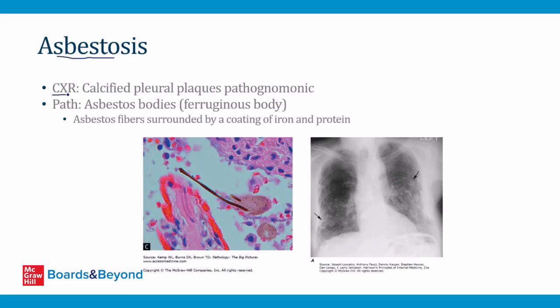In patients who have interstitial lung disease from asbestos inhalation, which is asbestosis, if you do a chest x-ray, there is a classic finding, and that is the presence of calcified pleural plaques. This finding is pathognomonic for asbestosis, meaning if you see it on a chest x-ray, it's diagnostic of asbestosis.